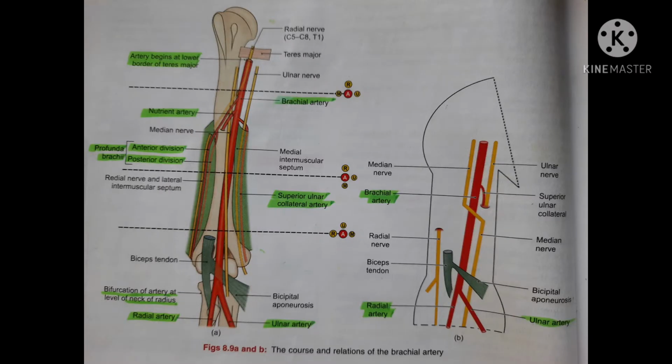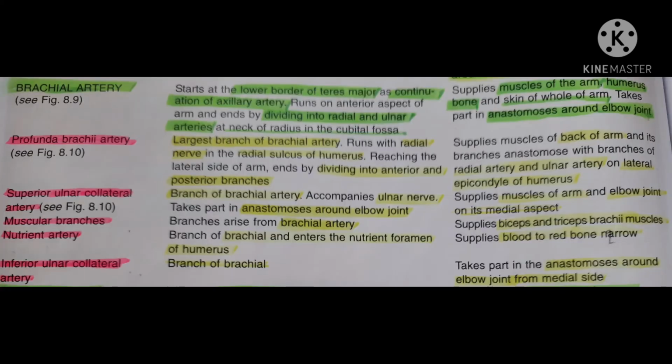Brachial artery starts at the lower border of teres major as a continuation of the axillary artery, runs on the anterior aspect of the arm and ends by dividing into radial and ulnar arteries at the neck of radius in the cubital fossa. Supplies muscles of arm, humerus bone and skin of the whole arm. Takes part in anastomosis around the elbow joint.